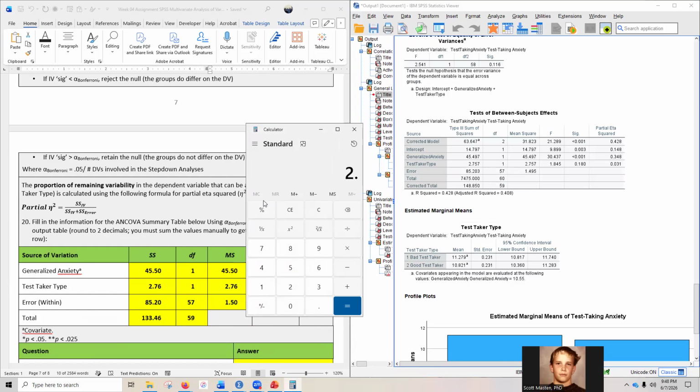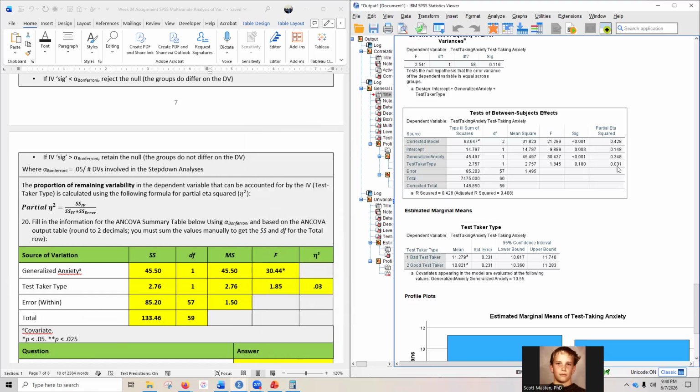So 2.757 plus 85.203. I get 87.96. So someone remember that, 87.96. I'm going to divide 2.757 by, I totally forgot, 87.96, right? 87.96, I get 0.03. So that 0.03 is our eta squared. It also matches what they got here.